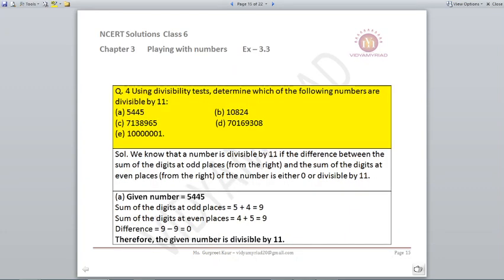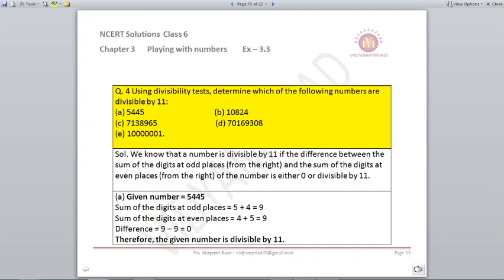Next, question number 4. Now we are going to do the divisibility rule of 11 in all the cases. Now the rule says that you will take the sum of even places, you will take the sum of odd places, subtract them or find their difference. If their answer is 0 or a multiple of 11, then it means they are divisible by 11.